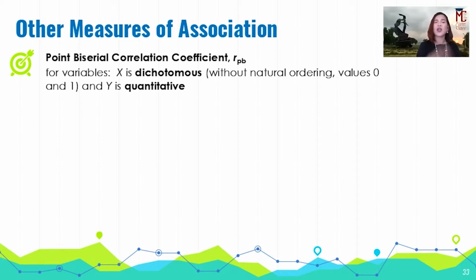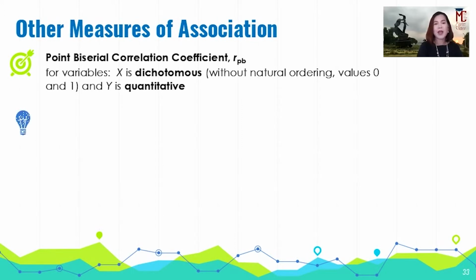For your guidance, these are the characteristics of our variables. The point biserial is used if X is dichotomous. So what do we mean by dichotomous? The values are either 0 or 1 without natural ordering, and the Y is quantitative.